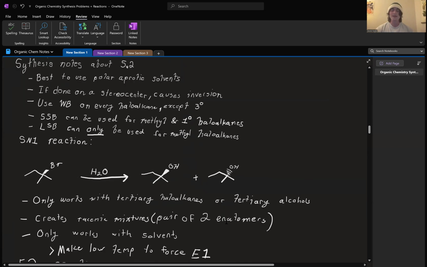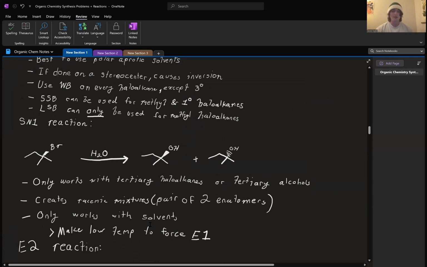Now the SN1 reaction is a little different from the SN2 reaction because we have the formation of a carbocation. When we have the formation of the carbocation, the nucleophile, or the solvent, can add to either side of the molecule. So you're going to get a racemic mixture, a pair of enantiomers as your final product. SN1 and E1 only work with tertiary haloalkanes or tertiary alcohols. Another thing to mention is that you can only use solvents for this to occur. For SN1 or E1, you need a solvent and just a solvent.